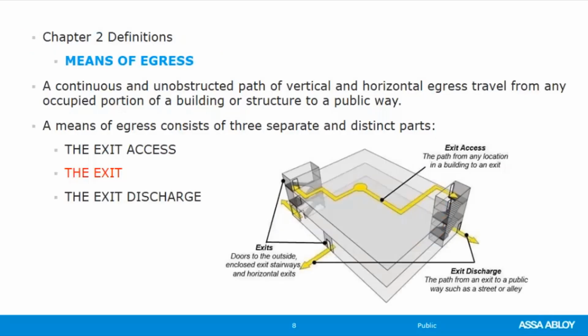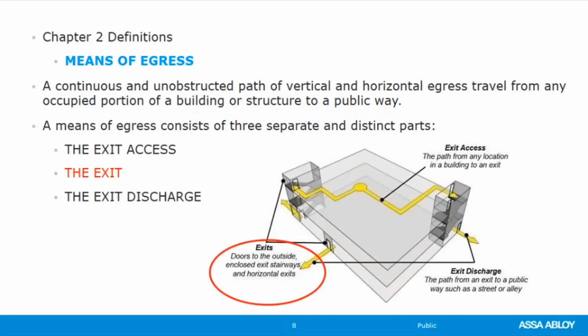Some definitions that we need to understand, so that we're on the same page before we get into using the egress calculator. The definition of means of egress. In Chapter 2 of the IBC, they give a bunch of different definitions, but one of the most important is to understand that a means of egress is a continuous, unobstructed path of both vertical and horizontal egress travel from any occupied portion of a building or structure to a public way or safety. It consists of 3 separate, distinct parts. The exit access is that portion from an occupied area of the building until you reach the exit. So it's the beginning path of your means of egress.